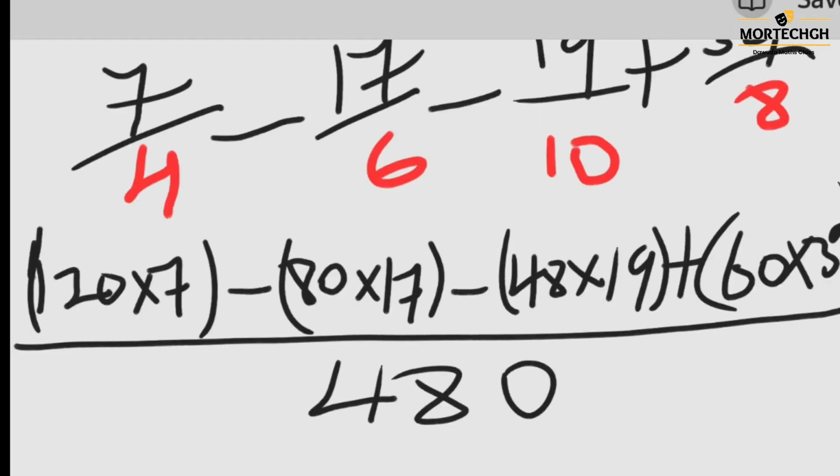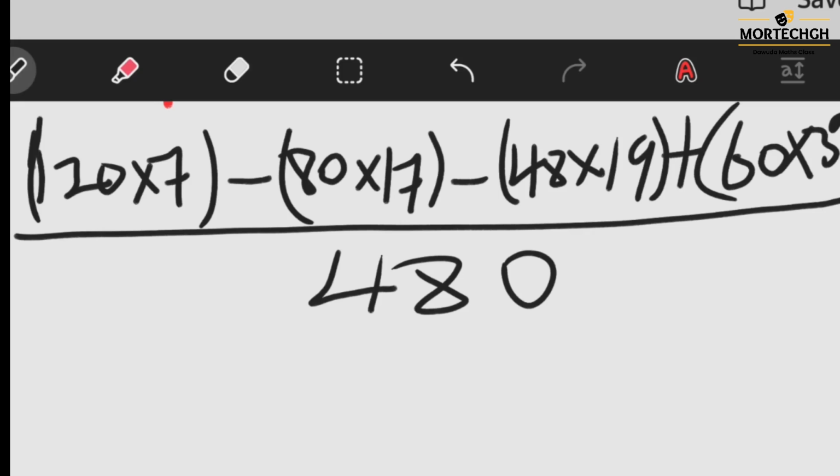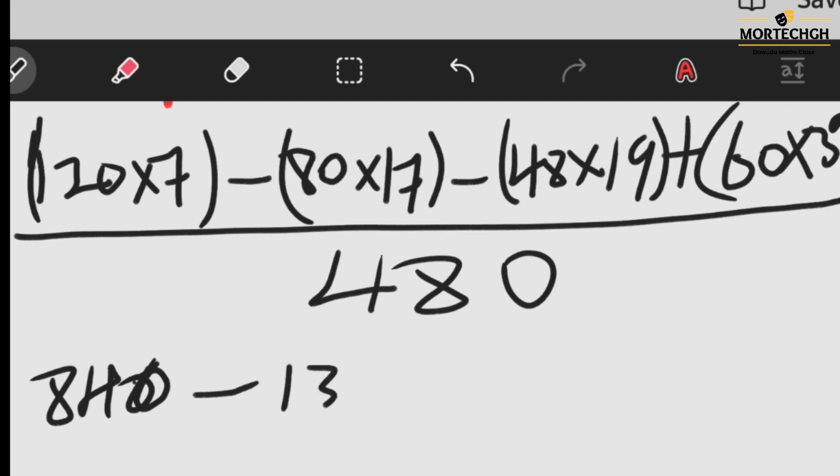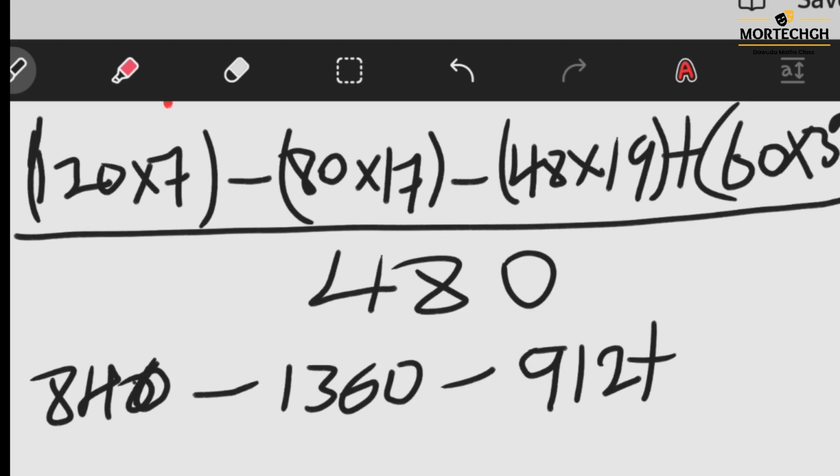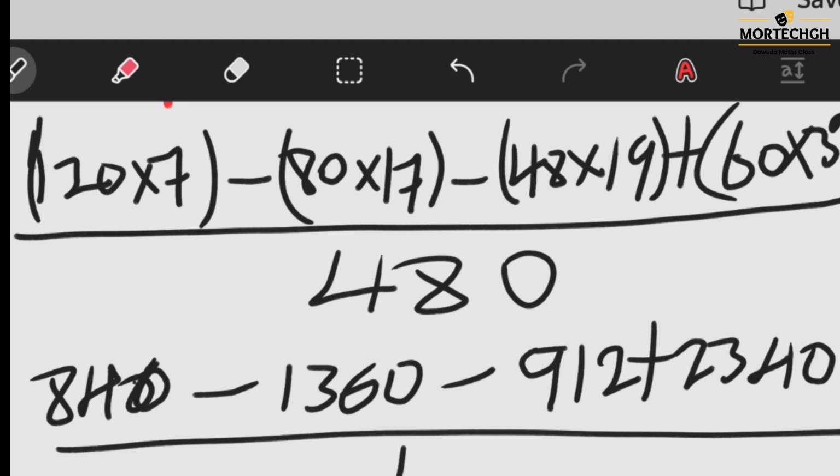Now let's simplify further. 120 times 7 will give you 840 here. 840 minus 80 times 17 will give you 1360, minus 48 times 19 will give you 912, plus 60 times 39 will give you 2340, all over the denominator here being 480. That's the LCM.